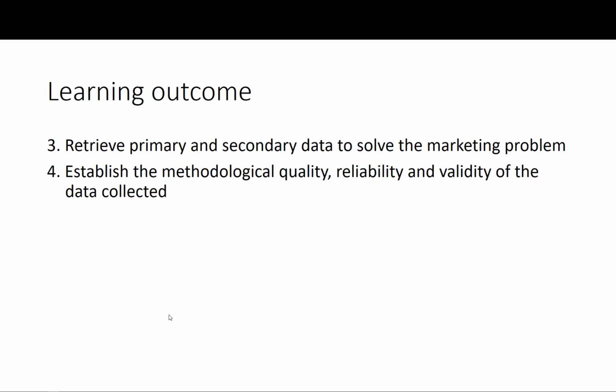So these topics relate to two of our learning outcomes. They relate to retrieving primary quantitative data to solve a marketing problem, and it also relates to establishing the methodological quality, reliability and validity of the data collected. Because in sampling and in the questionnaire design is where quantitative data can be viewed as both reliable and valid.